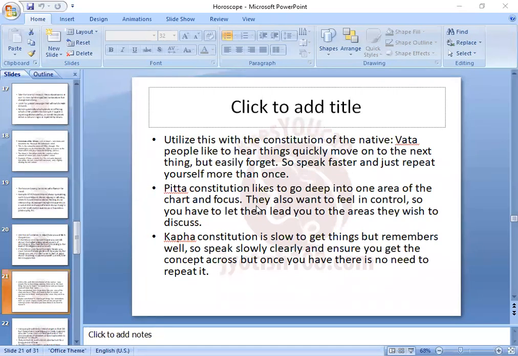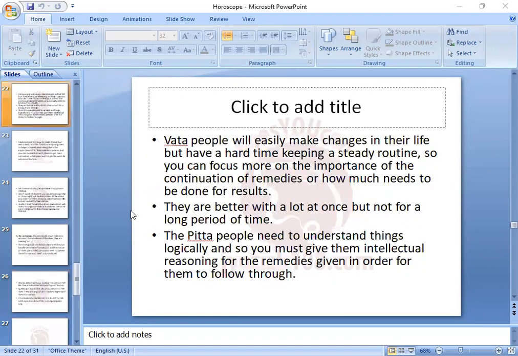Okay, Kapha constitution is slow to get things but remembers well. So speak slowly, clearly, and ensure you get the concept across. But once you have, there is no need to repeat it. So Kapha, of course, is represented by Moon and Venus. Okay, so they are slow in understanding, but they will remember all that you say. Okay.